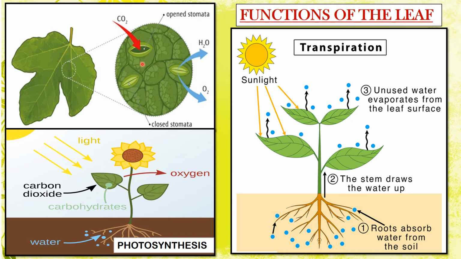Stomata also help in getting rid of extra water in the form of water vapor and this process is called transpiration. Transpiration helps plants by cooling their leaf surface. In this process water is absorbed from the soil and then the stem draws the water up and unused water evaporates from the leaf surface. Transpiration also helps in transporting nutrients from roots to other parts of the plant.